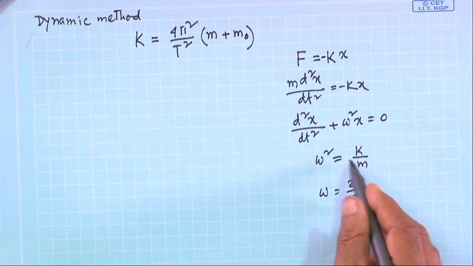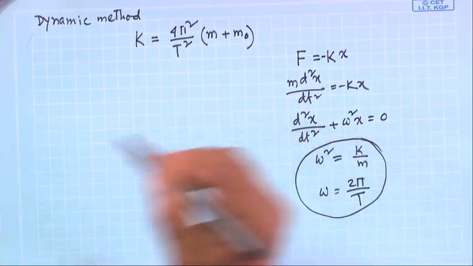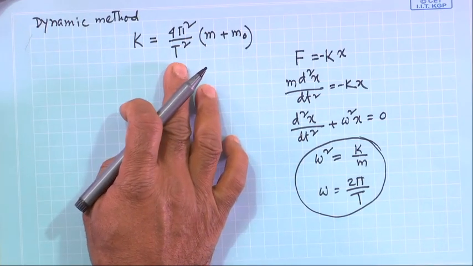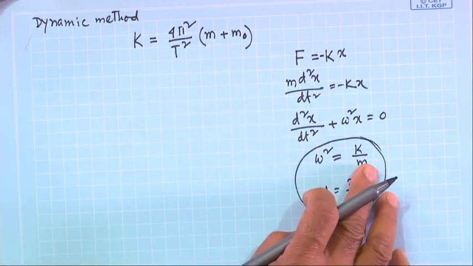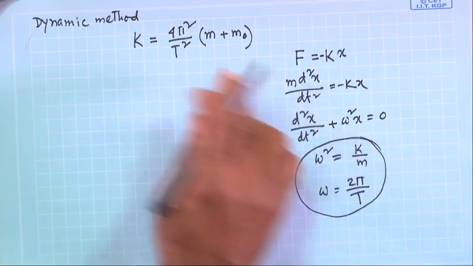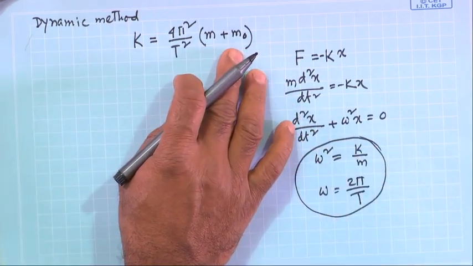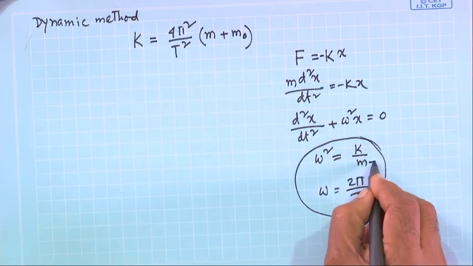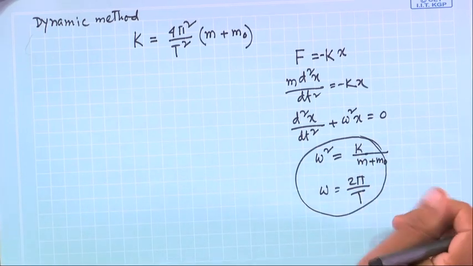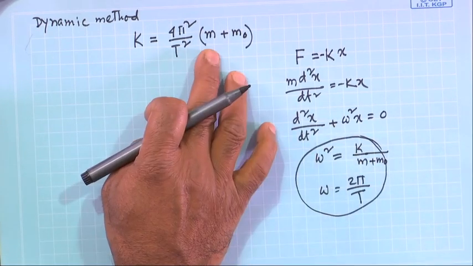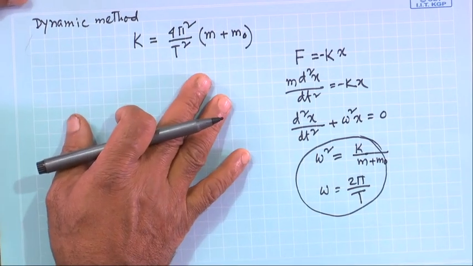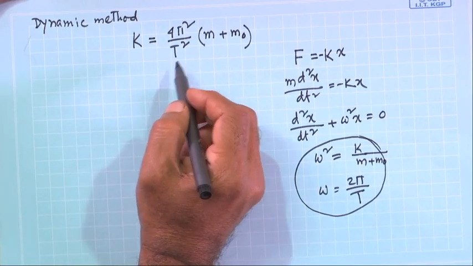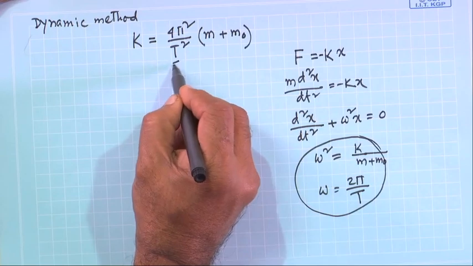Now, from here basically you are getting k equal to 4 pi square m by T square, here m. So this m, if we neglect the initial mass, it is m 0, if it is neglected it is fine, if you do not neglect then you should put this m 0. Then you will get this k in this form. So here, if it is the working formula, we have to measure only the time period T.